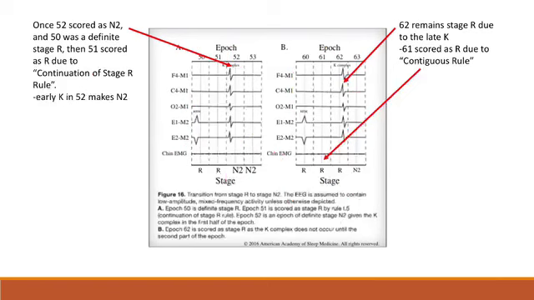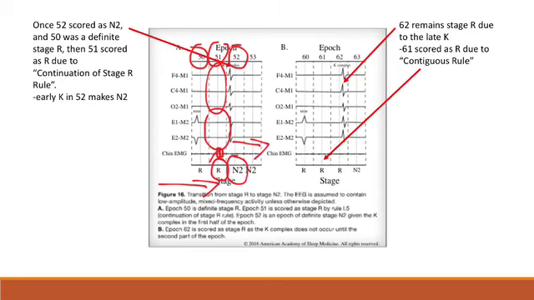All right, so in this example, 52 is scored as N2 and 50 is a definite REM because of the low chin, the rapid eye movements, and the low amplitude mixed frequency. Then what do we call 51? 51 is going to be called stage R because of the continuation of stage R rule. There was no reason, as we're scoring in this direction, to interrupt the REM. Even though you have no phasic activity of the eyes, you still have a depressed chin, still have low amplitude mixed frequency in the absence of spindles and K complexes, and then the next epoch becomes stage 2 and continues in stage 2.